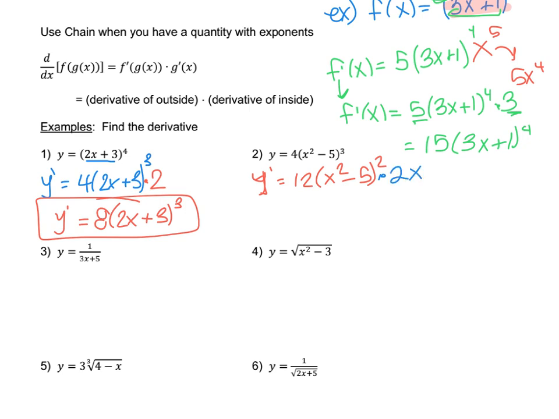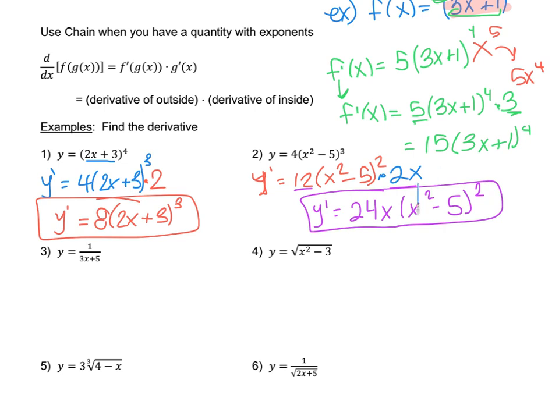So my final step here would be simplifying, and I can multiply that 12 and 2x with each other. So the derivative in that simplified form would be 24x times x squared minus 5 squared. And you don't ever need to multiply something like this out. You can just leave it as the quantity squared. All right, cool. Let's look at another one.